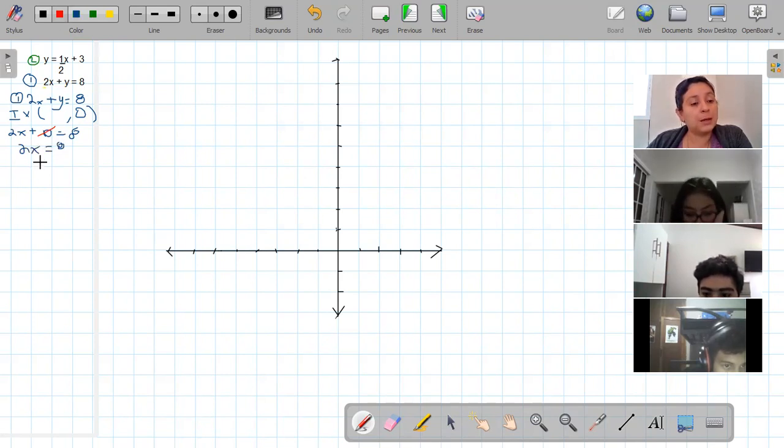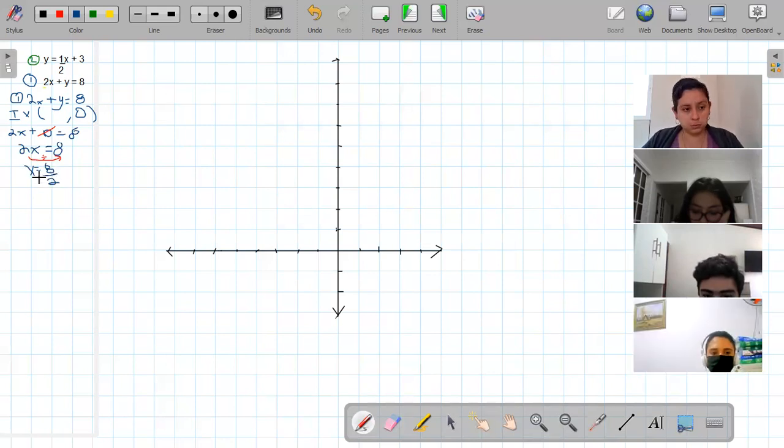The 2 is multiplying the x, equal to 8, right? 2 is multiplying, it passes dividing, very good. So x is equal to 8 divided by 2. How much is 8 divided by 2? 4. x is equal to 4. And that's the 4 that I place in there.